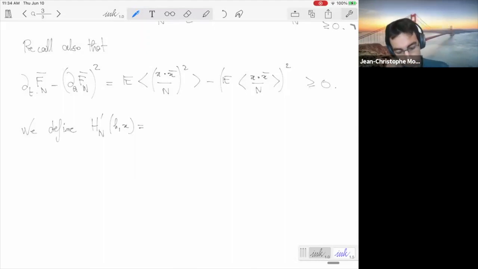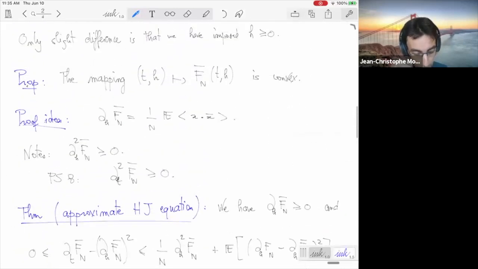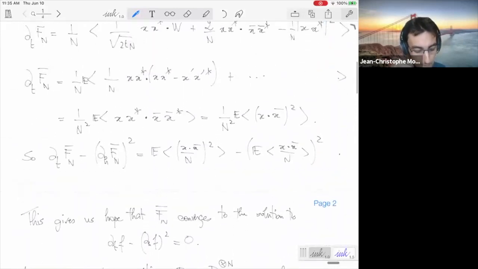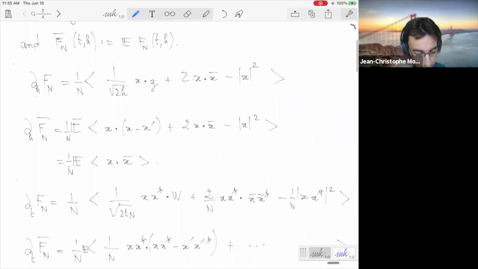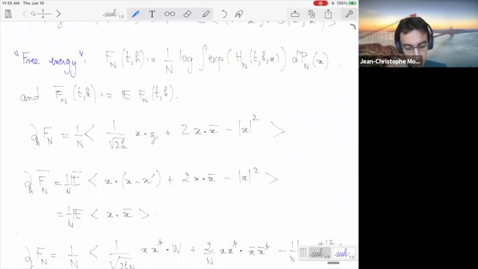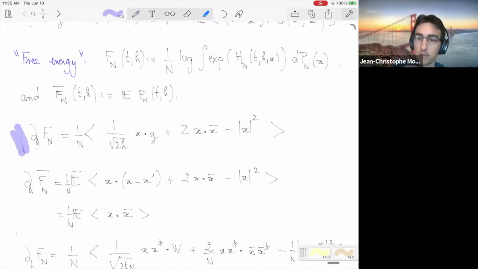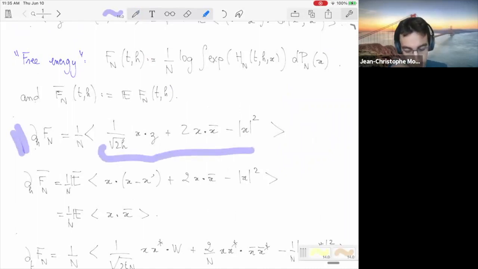So it's 1/square root of 2h x dot z plus 2 x dot x bar minus x squared. Okay, it's convenient to focus on this quantity because this is really more directly what we get when we differentiate. Let me display it one more time. When we started the computation of the derivative, we got this.